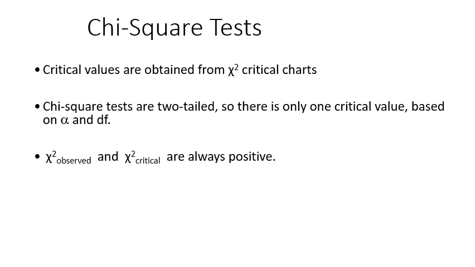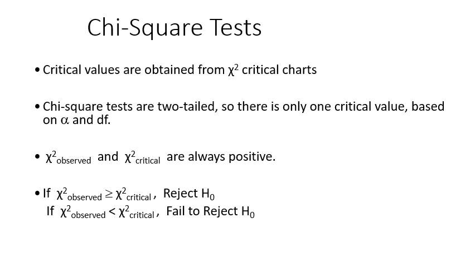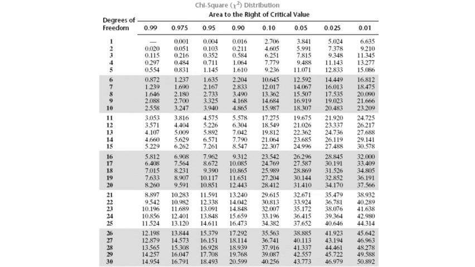The chi-square observed and chi-square critical are always going to be positive. And if our observed is greater than or equal to our critical, we reject H0 just like normal. I'm going to throw a wrench into that as soon as we get to the other non-parametric tests. But just like the t-tests and z-tests we've done so far, if your observed is greater than or equal to your critical, you reject H0. If not, you fail to reject.